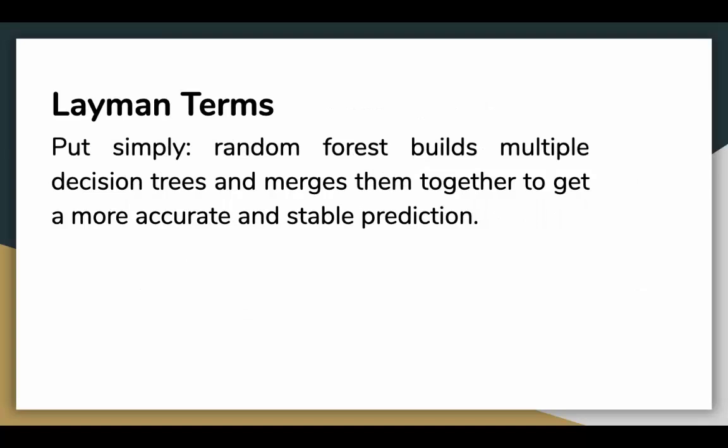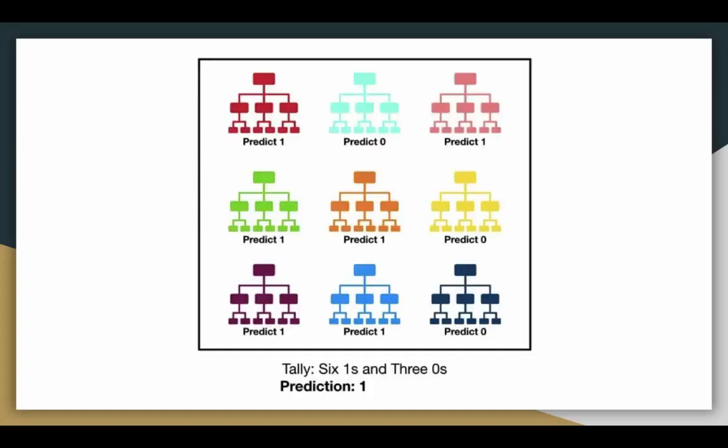Random forests build multiple decision trees and merge them together to get a more accurate and stable prediction. Each individual tree in the random forest spits out a class prediction, and the class with the most votes becomes our model's prediction. In the figure, 6 decision trees predict 1 and 1 predicts a 0. Hence, the final prediction of the classifier is 1.